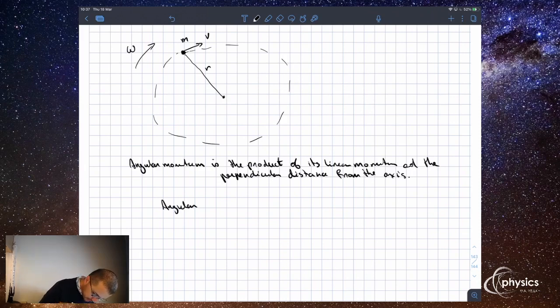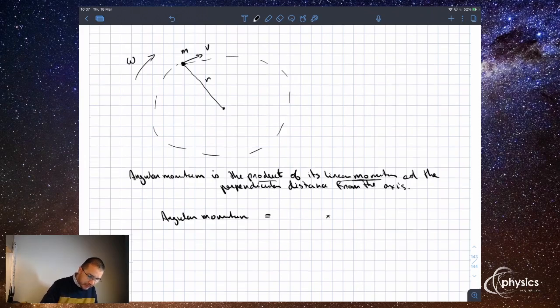Mela, l-angular momentum insibuh billi nagħmlu l-product, multiplication of the linear momentum. Jekk għandi particle miexja b'linear velocity v tangent, u għandha mass, il-linear momentum insibuh billi nagħmlu mass times velocity bħas-soltu, and the perpendicular distance from the axis of rotation times r.